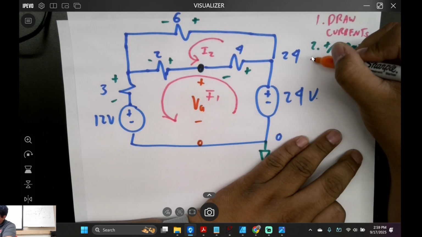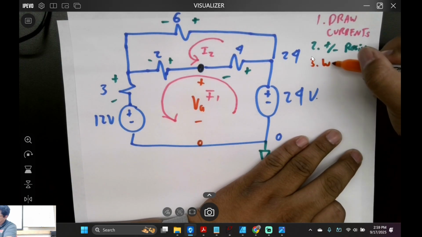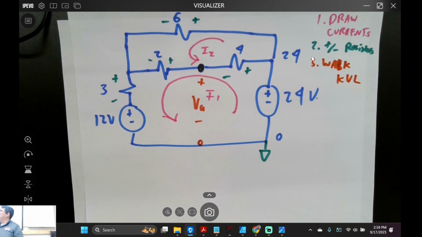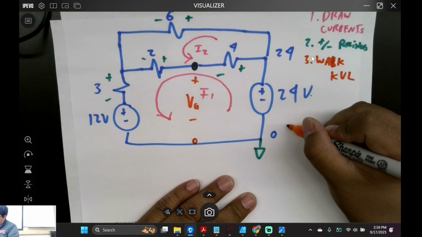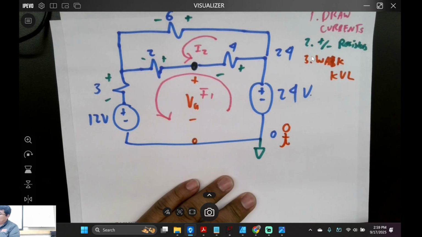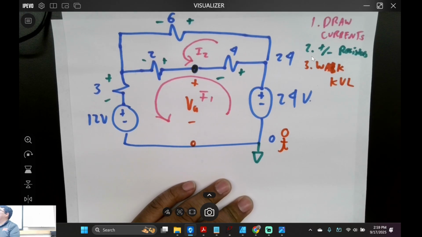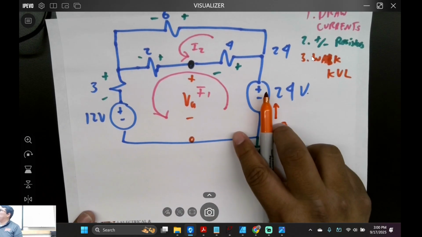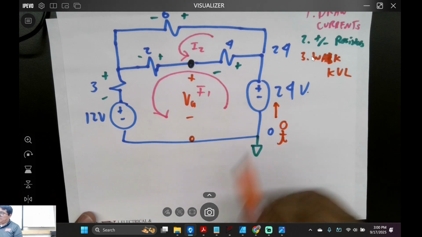Step 3. Let's walk. Walk. There we go. Or KVL. Is that good? So I'm going to do the following. I'm going to draw my little person. We're going to walk around our little circuit. Is that good? Let's go up here. It's the first thing I see. I'm going up the stairs, right? I'm going up 24 volts.